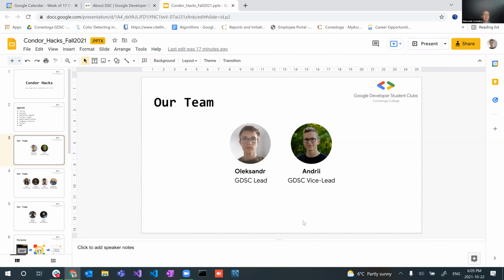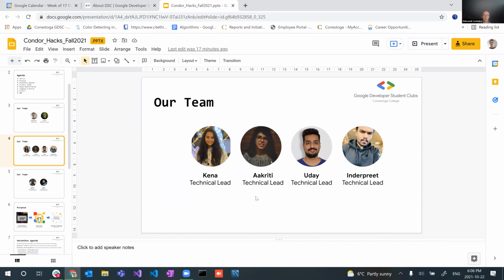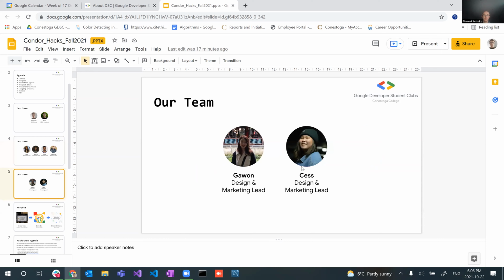Then we have Andrew. I know we have a couple of team members here, but Andrew is probably not here. He's the vice lead of the club. Then we have our technical team, who also help us organize hackathons, events, and all other workshops. We have Kenna, Arcady, Day, and Inderpreet, and also our design team with Gilwin and Seth. So that's just briefly about the club.